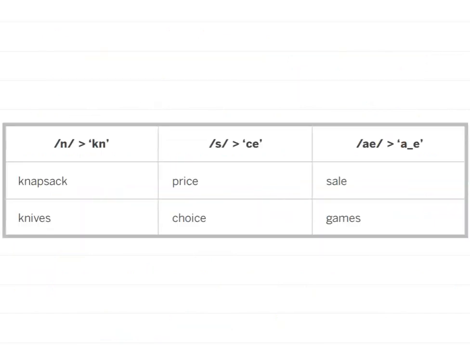Let's preview some spellings. In the story, you'll see the N sound spelled K-N in the words knapsack and knives. You'll see the S sound spelled C-E in the word price and choice. You'll see the A sound spelled A consonant E in sale and games.